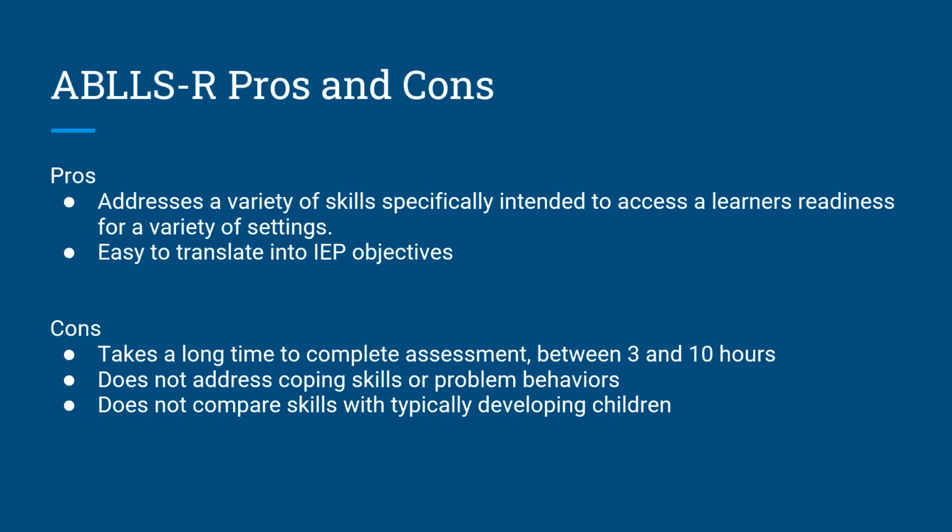Every assessment tool comes with pros and cons. For the ABLES-R, some of the pros include that it addresses a variety of skills specifically intended to assess a learner's readiness for a variety of settings. Another pro is that it is easy to translate into IEP objectives. The ABLES-R actually comes with a guide, and along with instructions on how to correctly score, it also is a guide on how to develop IEP goals and objectives that clearly define and target the learning needs of a student based on the results of the ABLES-R.